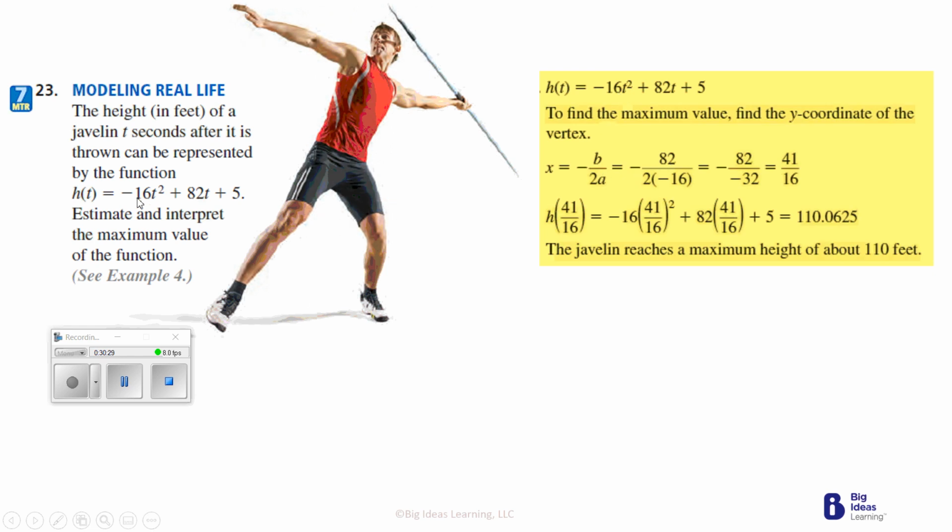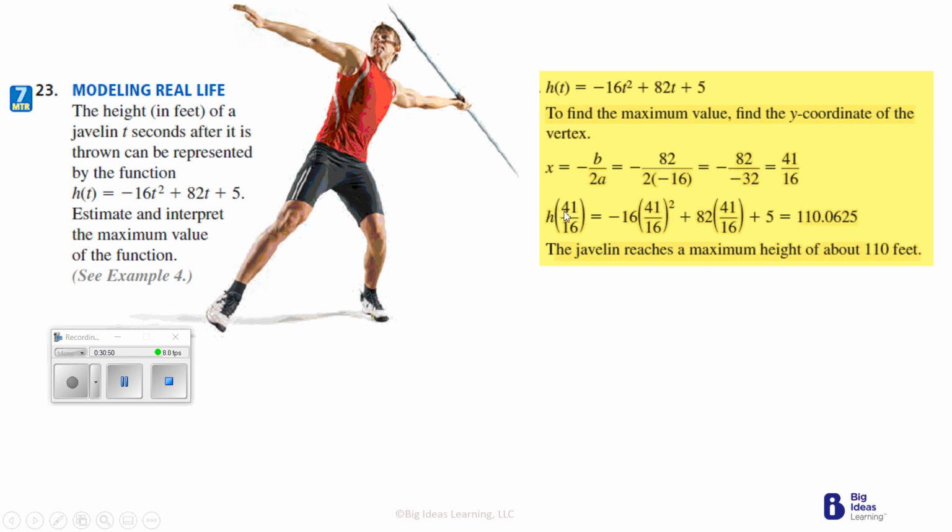82 is going to be our B, negative 16 will be our A, 2 times negative 16 is negative 32, and negative times 82 is negative 82. Negative divided by negative is a positive, and 82 divided by negative 32, well, both of these can be divided by 2, right, to give us 41 over 16. We're going to plug that in.